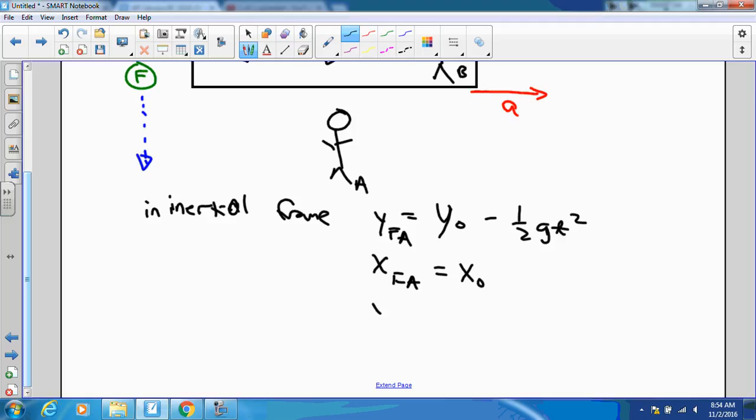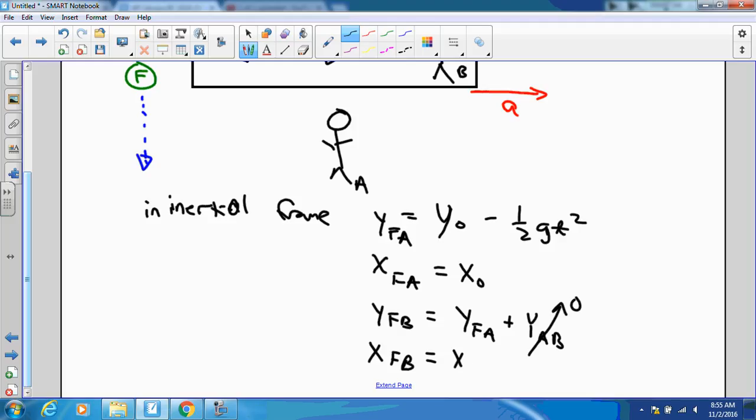So y for the frog relative to Bob is equal to, we can do it formally like this, y for the frog relative to A plus y for A relative to B, and because there is no acceleration in the y direction, that means that this is effectively 0. So we get y.